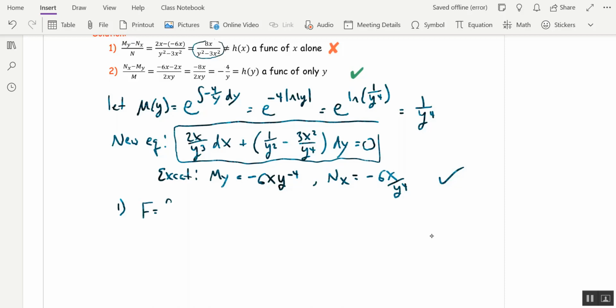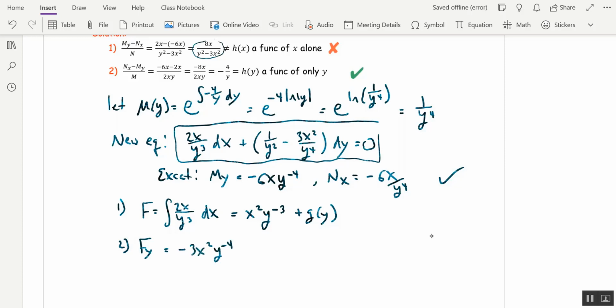So big F is the integral of 2x over y cubed dx, which is x squared y to the negative 3 plus g of y. So step 2, take the partial with respect to y, negative 3x squared y to the negative 4 plus g sub y. Set that equal to n. N is, I'm going to switch to negative exponents, y to the negative 2 minus 3x squared y to the negative 4. So this cancels with that, and I get g sub y is y to the negative 2.